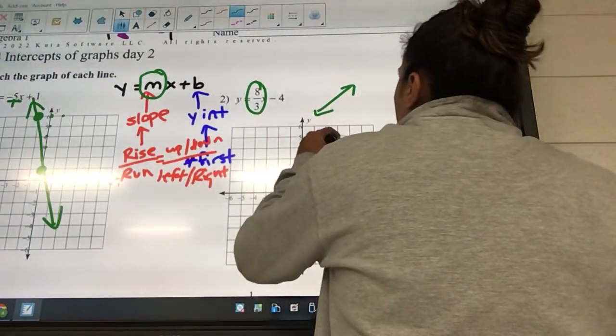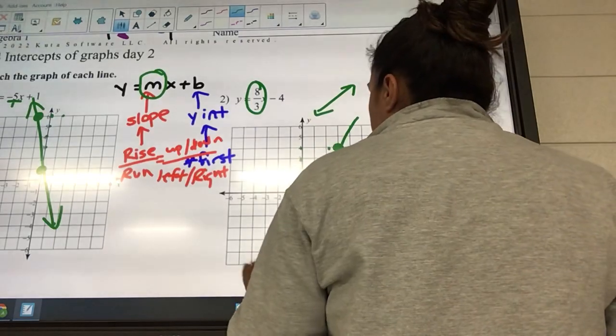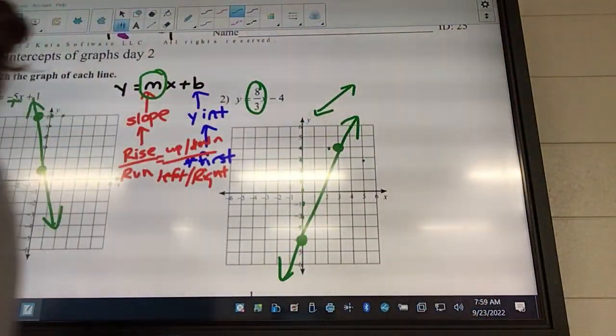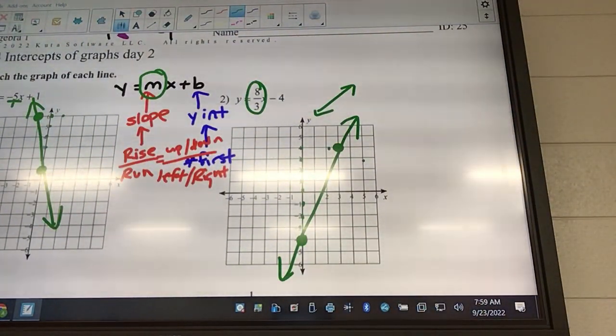Here's what I'll tell you: count yourself. Don't try to match up my dots on your paper. Take a second and count up 8 and count over 3.